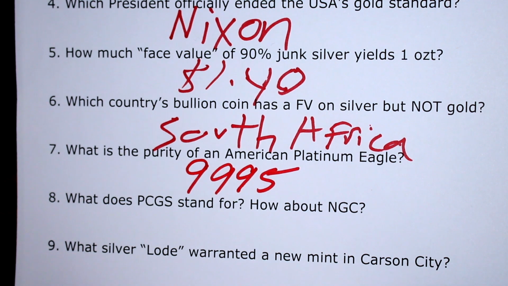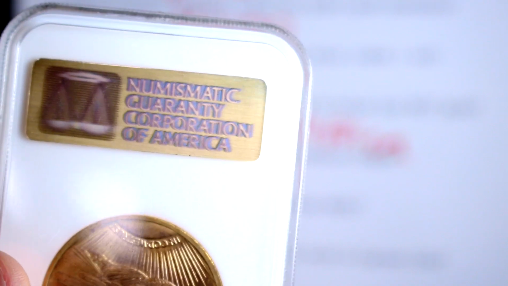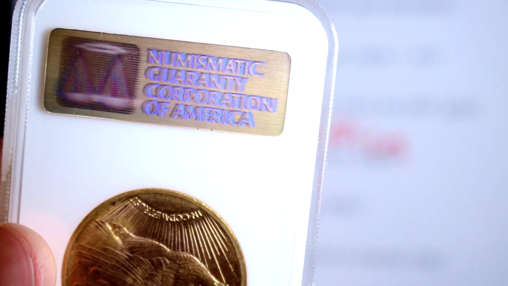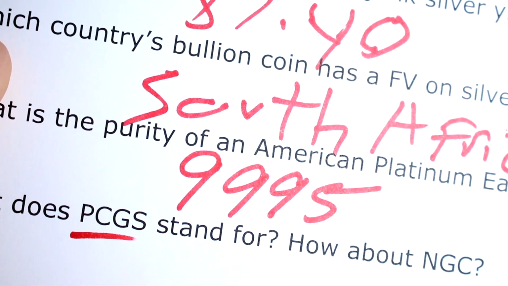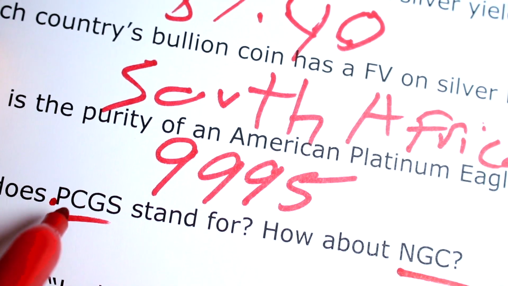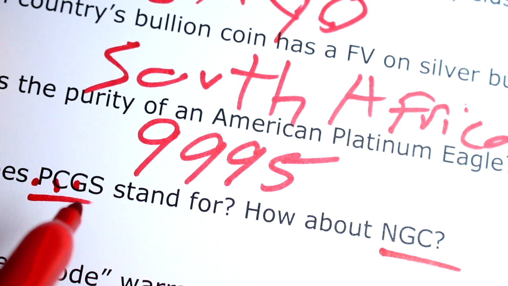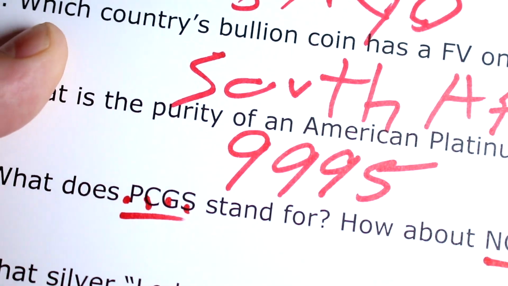What does PCGS stand for? How about NGC? Well, I can show you the NGC one right here. The Numismatic Guarantee Corporation of America. I don't have it in me to write this one down. Professional Coin Grading Service. Professional Coin Grading Service, PCGS.